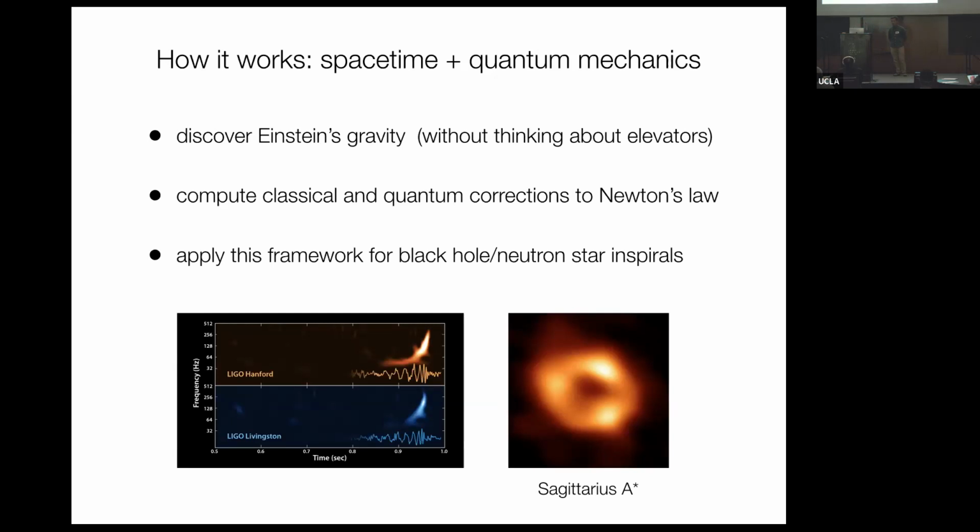One of the remarkable things about the time that we live in now is that we can both hear or listen to black holes merging, and we can also look at pictures of black holes.